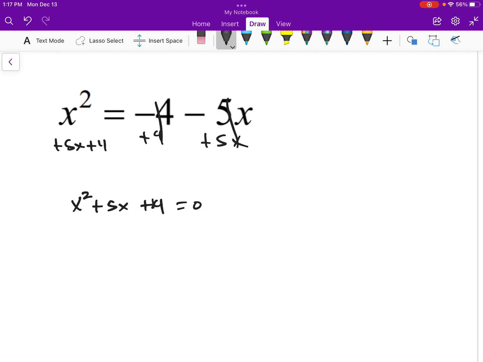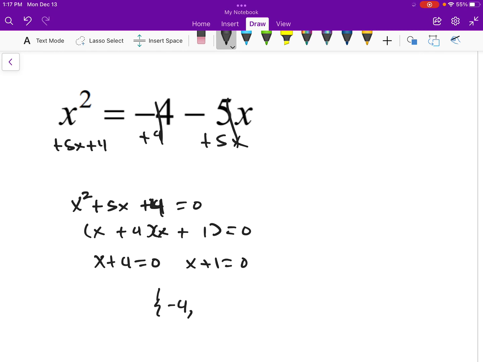This is a pretty easy one to factor, but I just wanted to show you another example of putting it in standard form. So 2 sets of parentheses, x and x, factors of 4 that add up to be 5 would just be 4 and 1. Set those equal to 0. So we get negative 4 and negative 1.